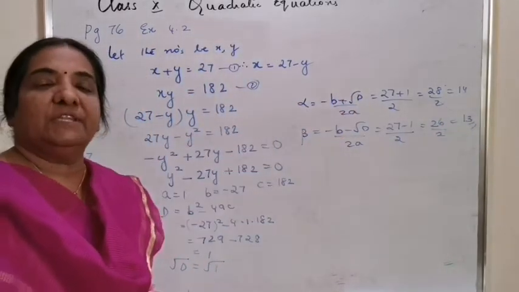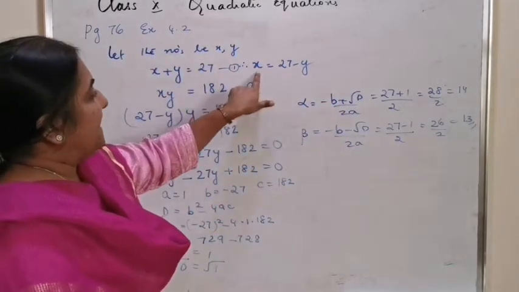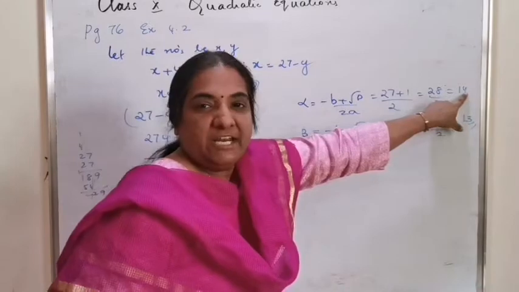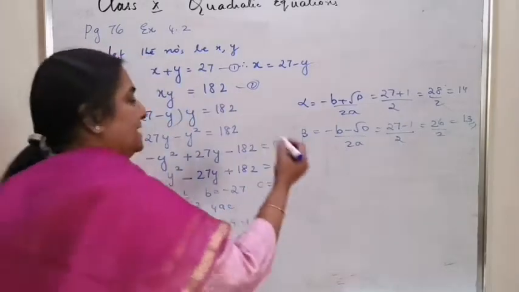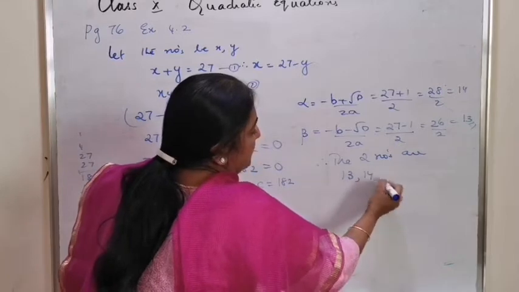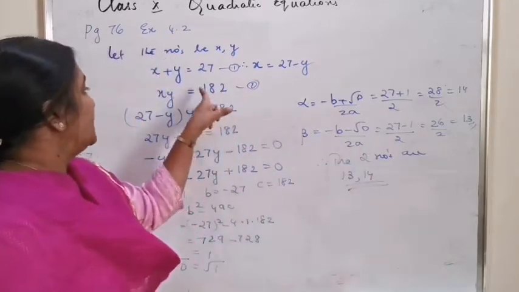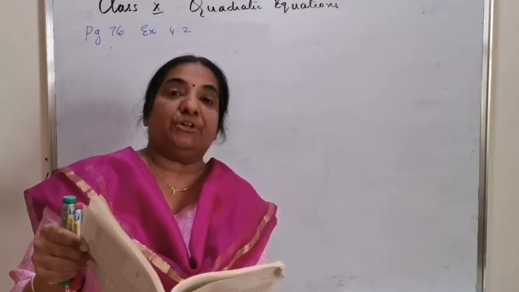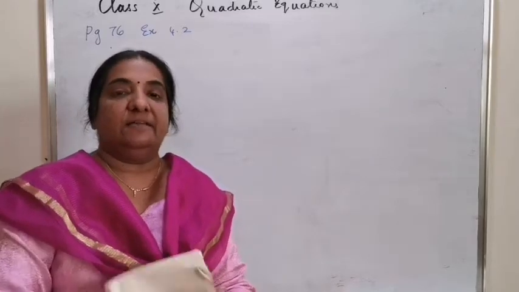Here you got both the numbers as positive numbers, but even if you take x as x, you have got the variable as y here. If y is 14, x is 13. If y is 13, x is 14, which shows that therefore the two numbers are 13 and 14. These are the two numbers which will give you the sum as 27 and the product as 182.